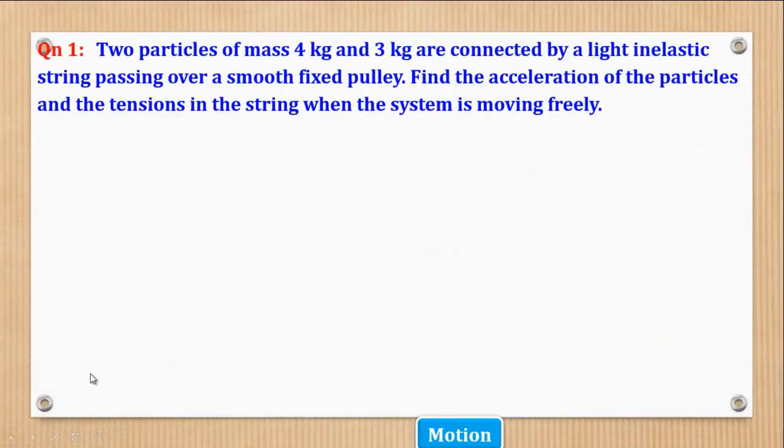So let's start with question 1. Question 1 says, two particles of mass 4 kilograms and 3 kilograms are connected by a light inelastic string passing over a smooth fixed pulley. Find the acceleration of the particles and the tensions in the string when the system is moving freely.